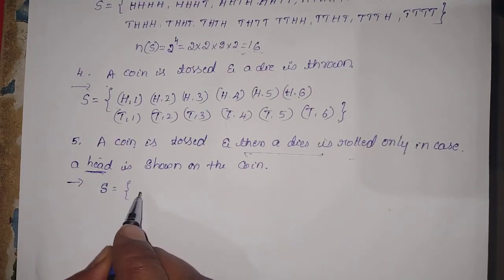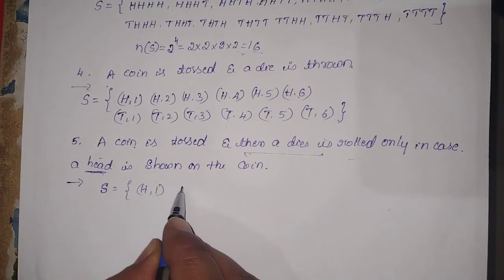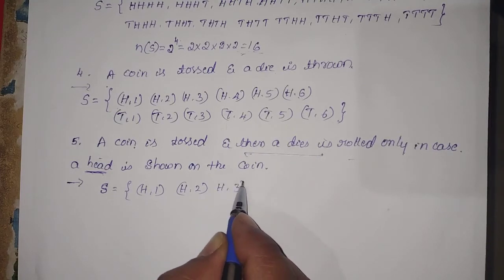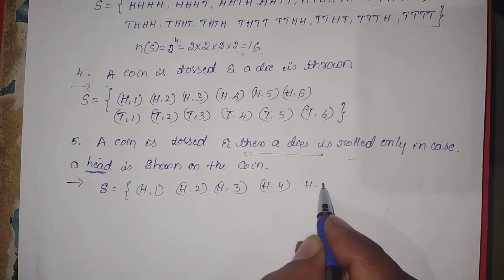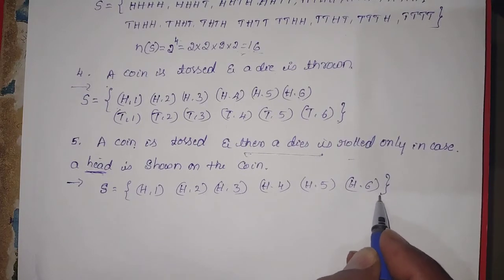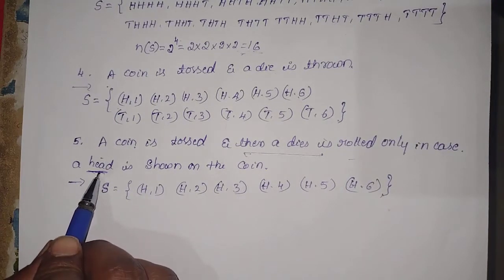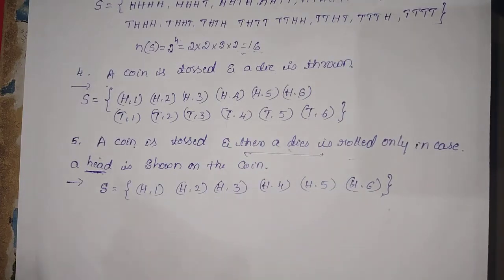Understood? Then how to write the sample space in pairs: H comma 1, H comma 2, H comma 3, H comma 4, H comma 5, H comma 6. Understood? Only when the coin shows head, not a tail. Okay, paired with the die like 1, 2, 3, 4 and 5, 6. Clear? This is the sample space. Understood?